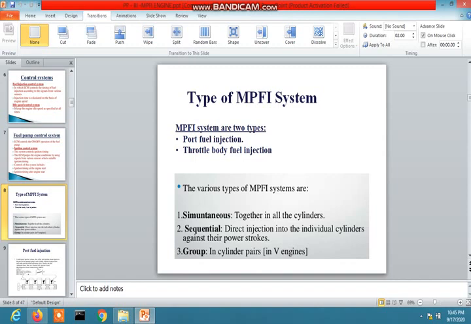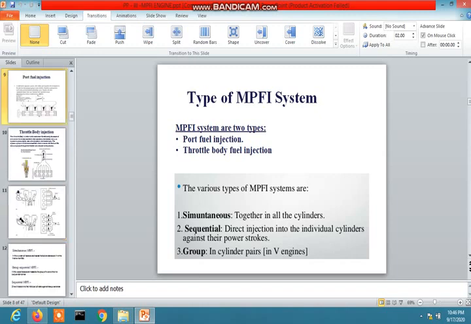Simultaneous means it injects together in all the cylinders at the same time. Sequential means fuel is directly injected into the individual cylinder against its power stroke, that means it is injected one by one. And group injection means two injectors inject at a time. That is called group injection. It is basically used in V engines. Now the port injection.